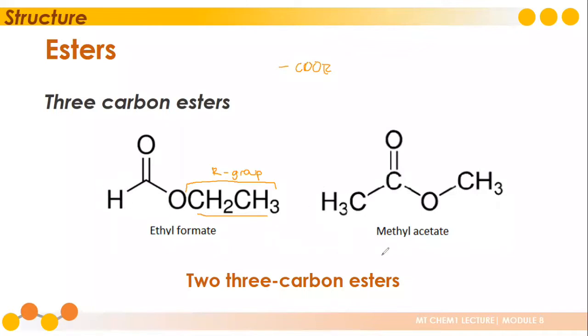On the other hand, of the 3-carbon esters, we have methyl acetate, wherein we have a methyl on the R group, or the rest of the molecule. And on the other side, instead of a hydrogen attached to our central carbon, we have another methyl group. Right? So both of these are 3-carbon esters, but they are different types of molecule.